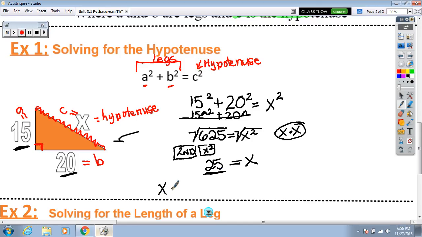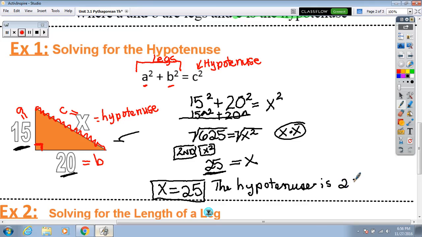So, x equals 25. Or the hypotenuse is 25 units. Okay? And that is how we use Pythagorean's theorem. So the most important part to remember is that the hypotenuse is c, and it goes by itself on one side. Okay? So now we'll look at example number 2.